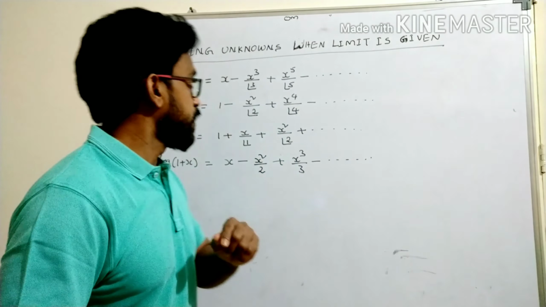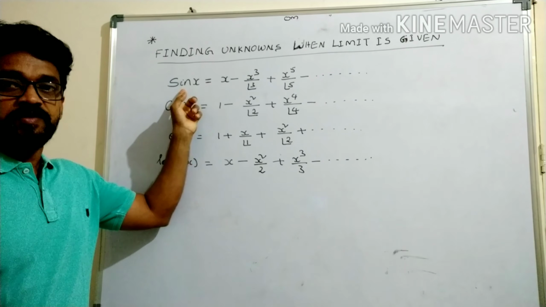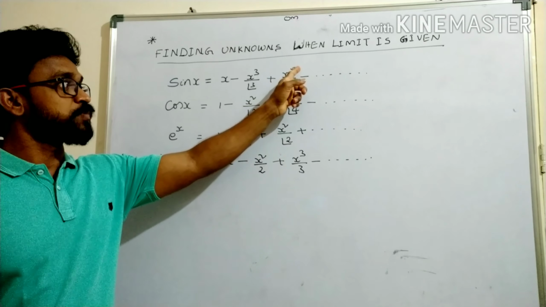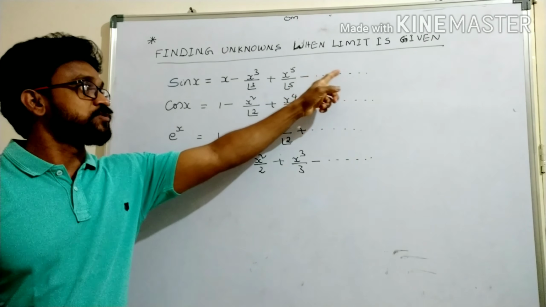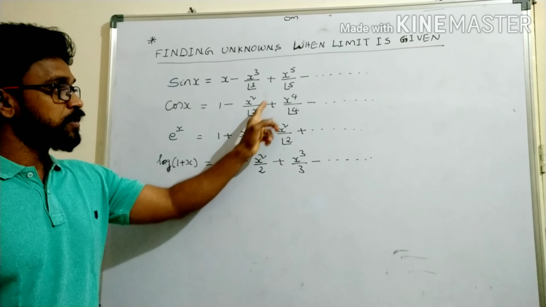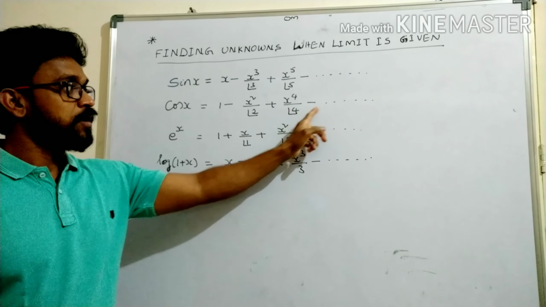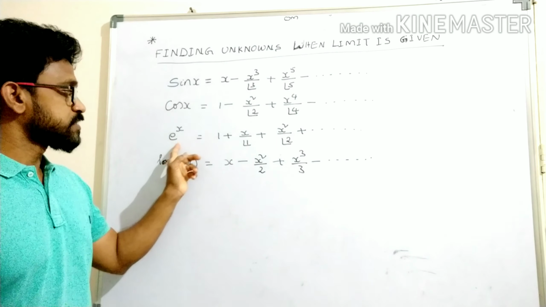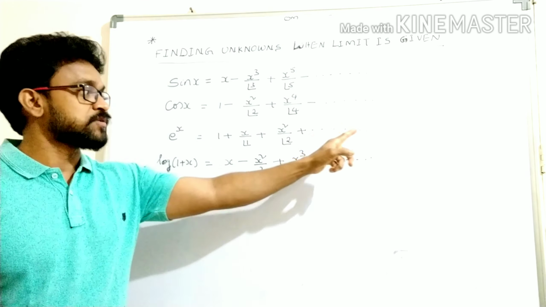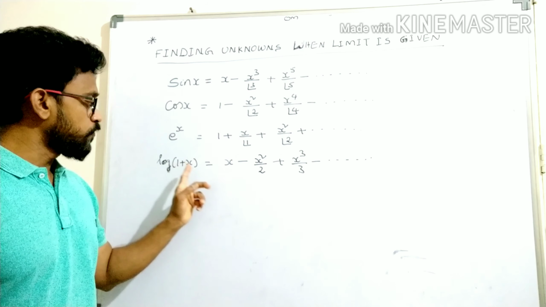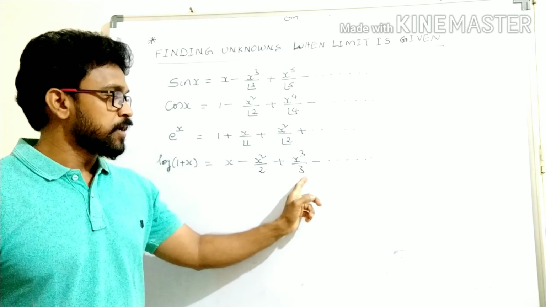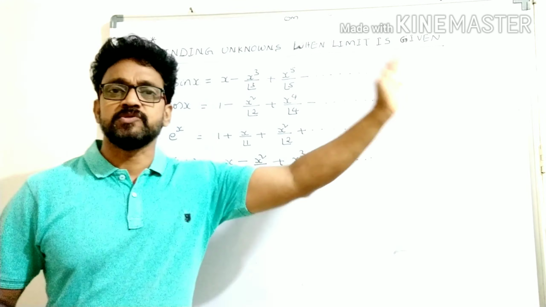What are they? First one is sin x. Sin x is equal to x minus x cube by 3 factorial plus x power 5 by 5 factorial and so on. Cos x is equal to 1 minus x square by 2 factorial plus x power 4 by 4 factorial and so on. And e power x is equal to 1 plus x by 1 factorial plus x square by 2 factorial and so on. And log of 1 plus x is x minus x square by 2 plus x cube by 3 minus x power 4 by 4 and so on.